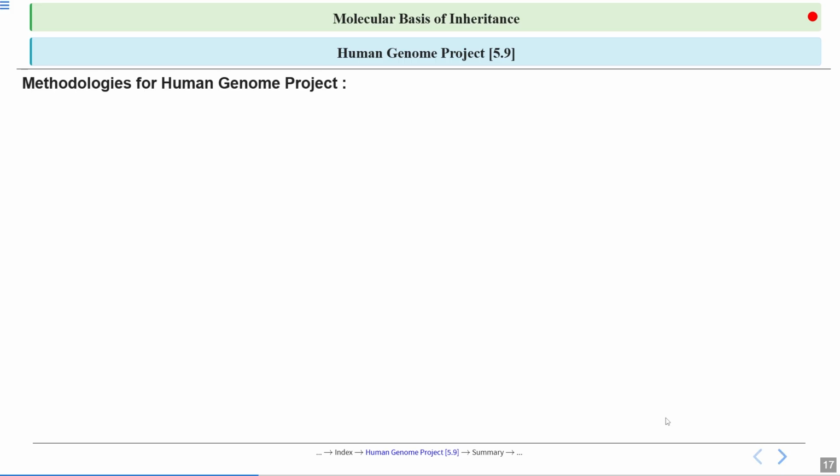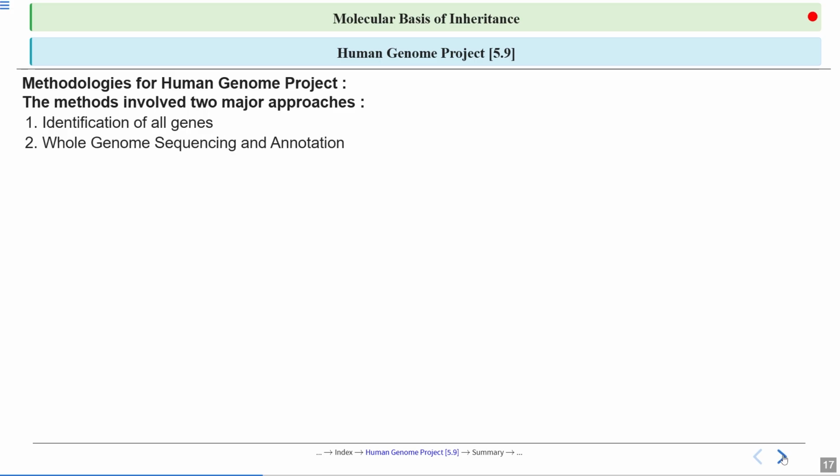So now comes the main part: what is the methodology for the Human Genome Project? The method involved two major approaches. First, identification of all genes, and second, whole genome sequencing and annotation. So first, they have to identify all the genes, and then they have to do the sequencing and annotation of the whole genome.